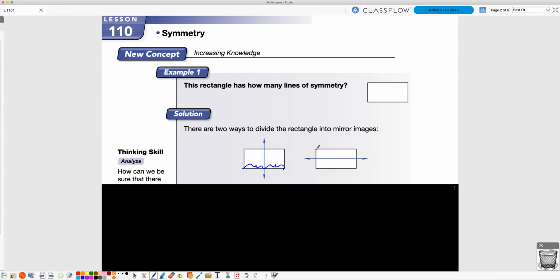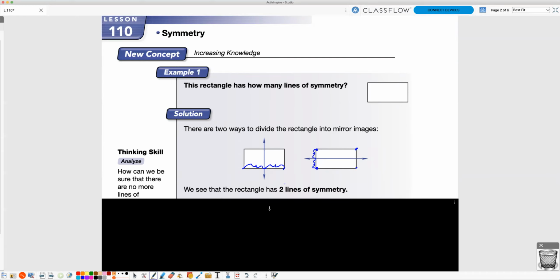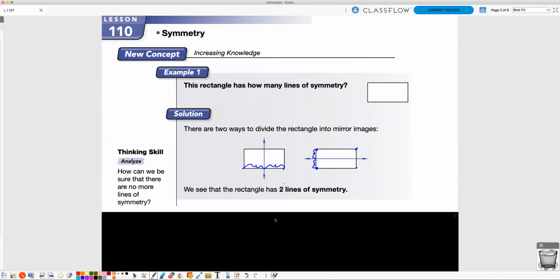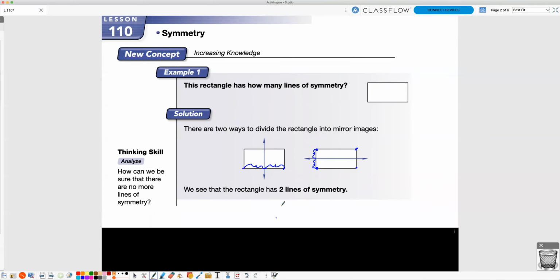Same goes for this position right here. This would be the same distance as this from the line of symmetry. So this point and this point. Also, on the other side, this point is the same distance, so it makes a mirror image. The rectangle has two lines of symmetry.